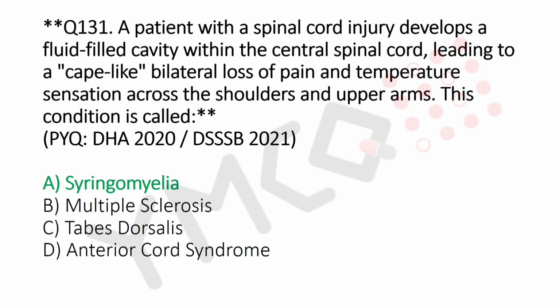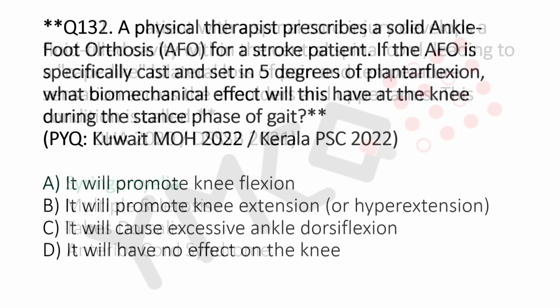A syrinx is a cyst in the spinal cord. When it expands, it destroys the crossing pain and temperature fibers first, creating a classic cape-like numbness across the back and shoulder. This is syringomyelia. Okay. Now let's move to question number 132.